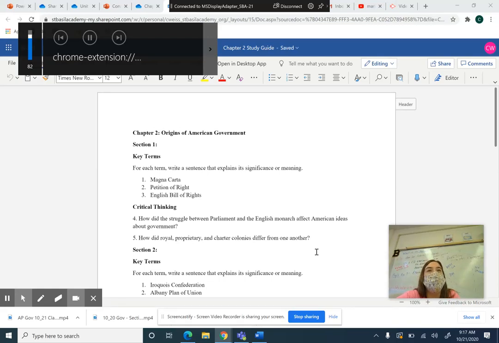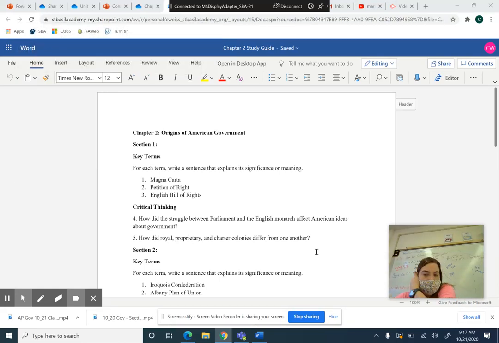Yep, you may, yes. All right, guys, so to start off for our review, we are first going to look at section 1 of chapter 2. I know it feels like so long ago, but we're gonna go through this. Section 1 of chapter 2 was Roots of American Democracy.